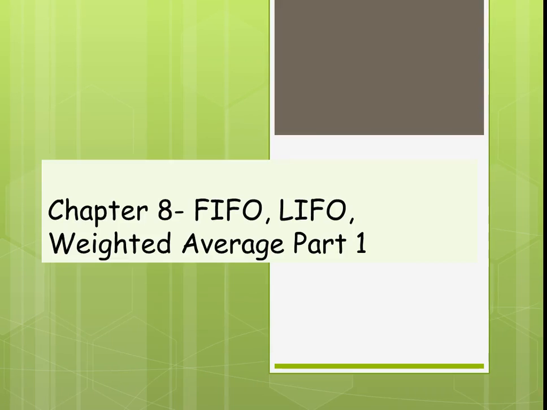We are now covering Chapter 8 in Intermediate Accounting, 16th edition. And this Part 1 is going to cover FIFO, LIFO, and weighted average for estimating costs as they flow from inventory to cost of goods sold.